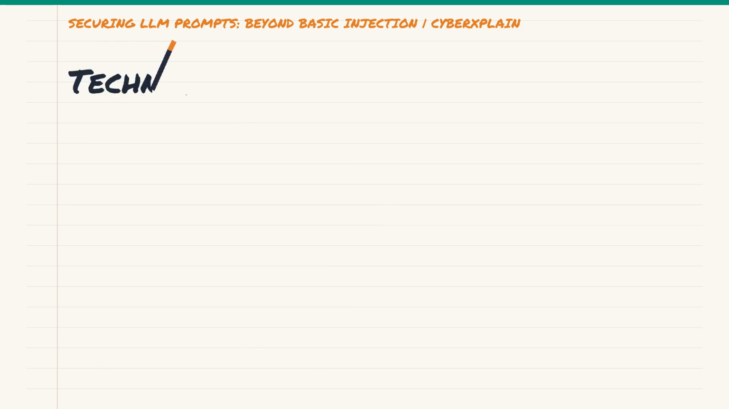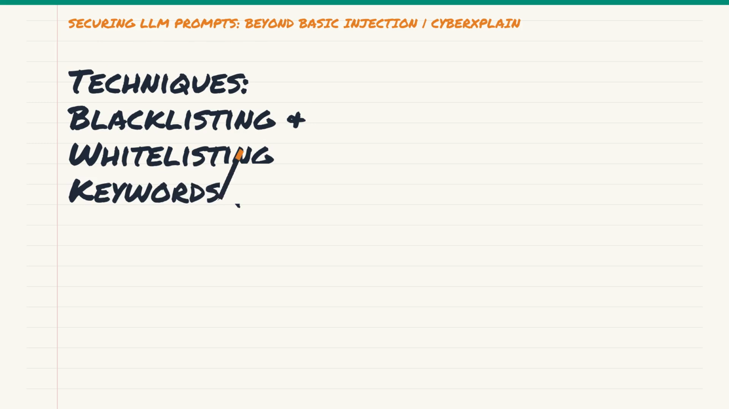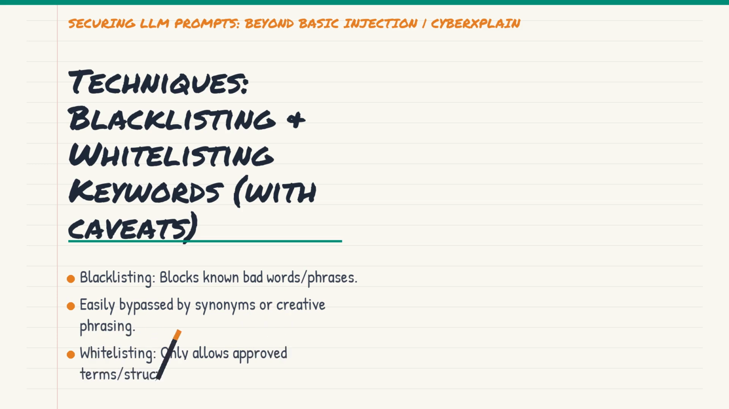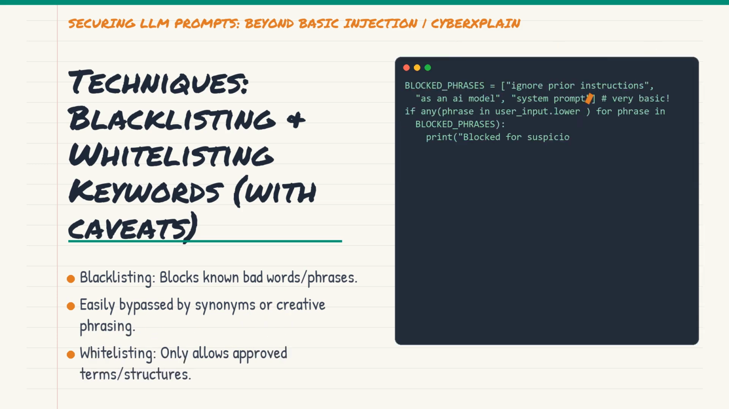Blacklisting and whitelisting keywords can still be part of a layered defense, but we need to understand their limitations. Blacklisting tries to block known bad words or phrases, like "ignore instructions," but it's easily bypassed by synonyms. Whitelisting, on the other hand, only allows approved terms or structures, making it much more secure but also highly restrictive for an LLM designed for open-ended conversation. For our chatbot, we might blacklist obvious keywords related to illegal activities, but we can't rely on this solely. We need other layers to catch the clever bypasses.